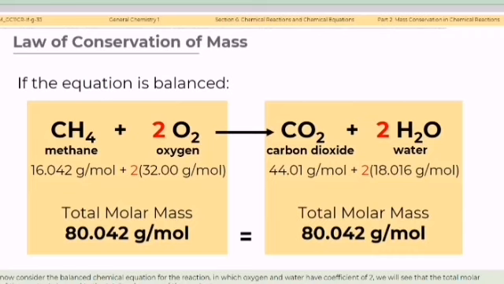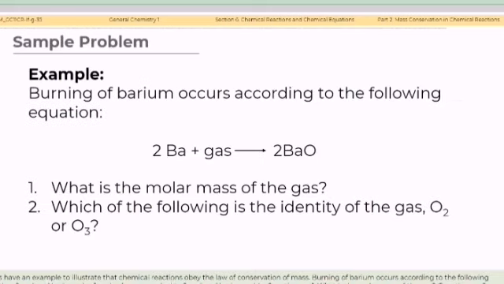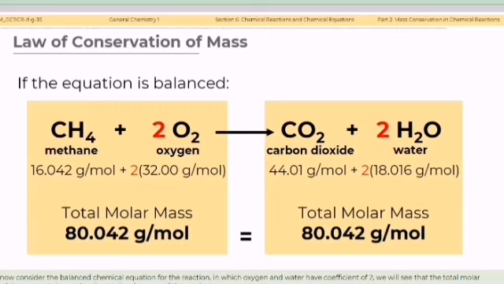If we now consider the balanced chemical equation for the reaction, in which oxygen and water have a coefficient of 2, we will see that the total mass of the reactants is equal to the total mass of the products. As you can see in the illustration, the product has 80.042 grams per mole, and the reactant has the same molar mass.